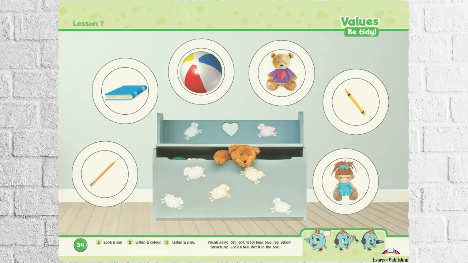Listen and colour. What a mess! Let's tidy up. Look, a doll. Pick the doll up. Pick it up. Put the doll in the box. Thank you. Look, a teddy bear. Pick the teddy bear up. Pick it up. Put the teddy bear in the box. Thank you. Look, a ball. Pick the ball up. Pick it up. Put the ball in the box. Thank you.